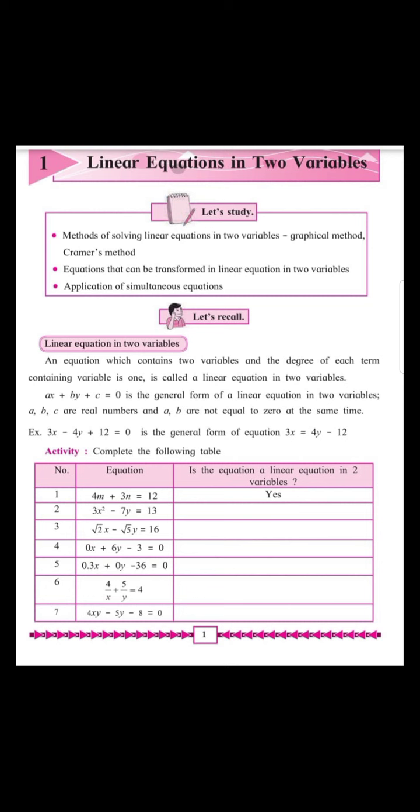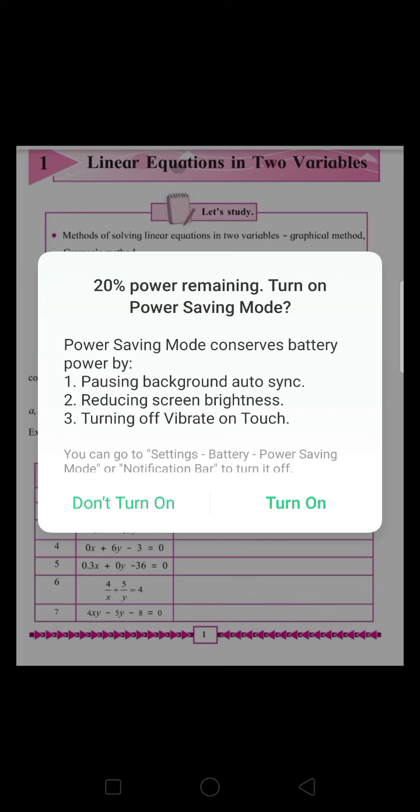Now see example number 6. 4 upon x plus 5 upon y is equal to 4. Is this a linear equation in two variables? No. Why? Because though there are two variables present, x and y, the degree of the first term is 4 upon x, and the degree of x is minus 1, and the degree of the second term 5 upon y, the degree of y is also minus 1, but we need the degree of each variable to be plus 1. That's why this is also not a linear equation in two variables. So your answer is no.